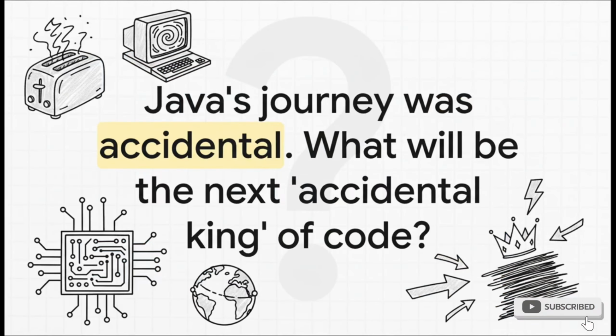When you step back, Java's story isn't one of some grand design. It became the king of code because of a failed project, a brilliant pivot, and a fanatical devotion to stability. Which leaves us with a really fascinating question, right? In our constantly changing tech world, what's the next tool that's being built for toasters that might accidentally end up running our future?